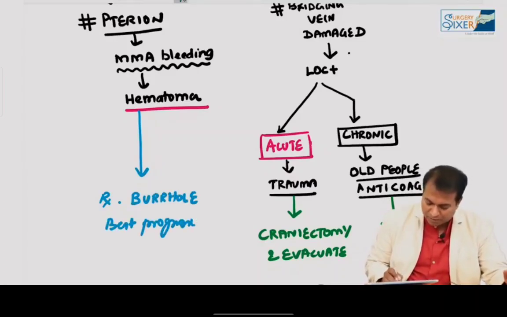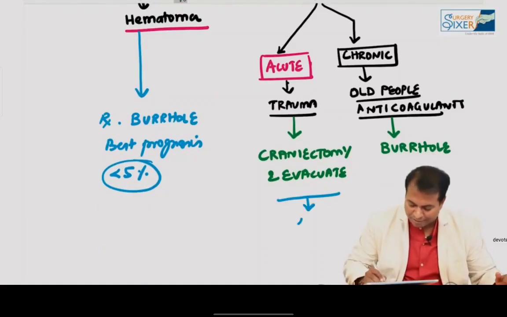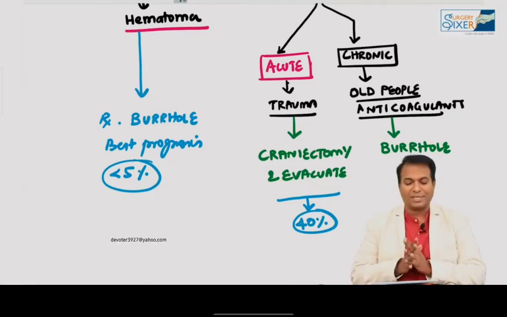Best prognosis is also seen with EDH. The mortality is less than 5%. But SDH has a very bad prognosis. Acute SDH can have 40% mortality even with all types of treatment.